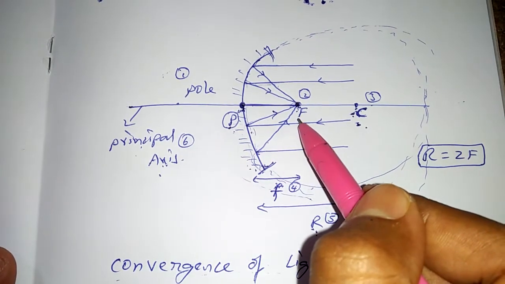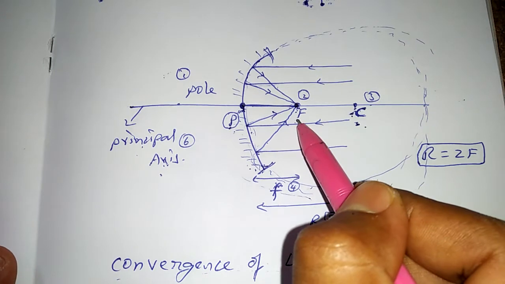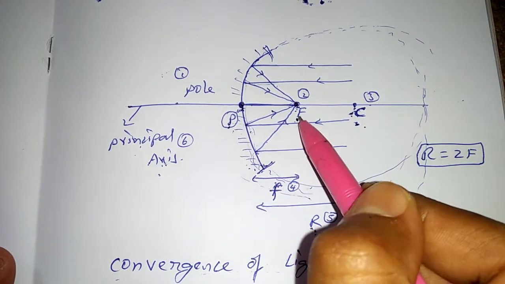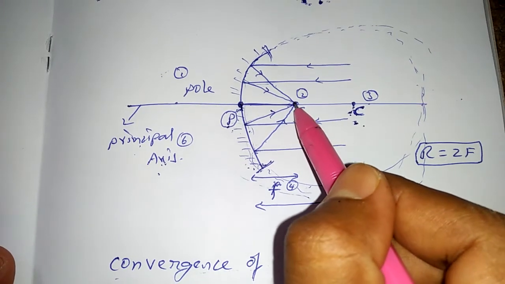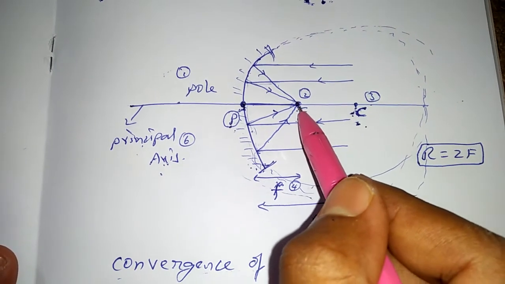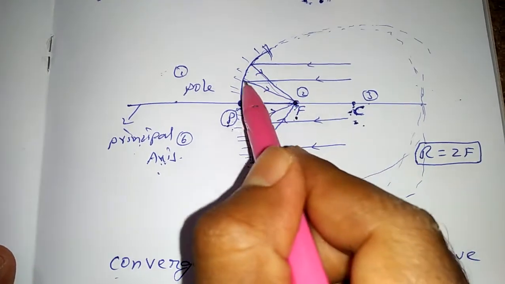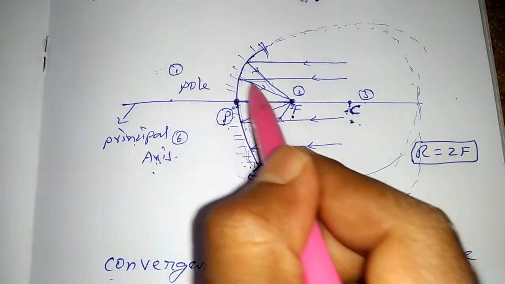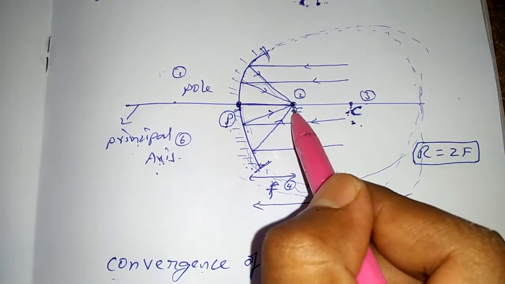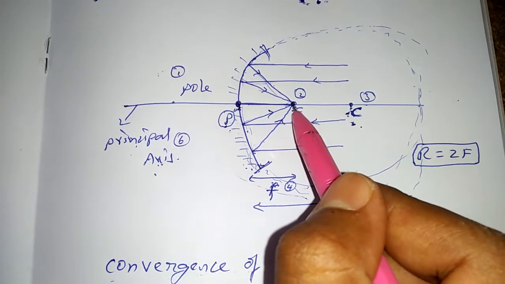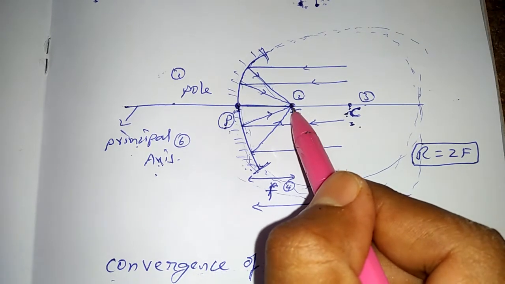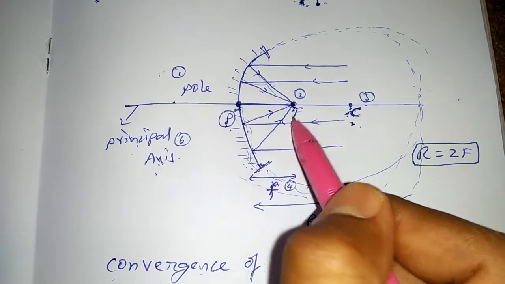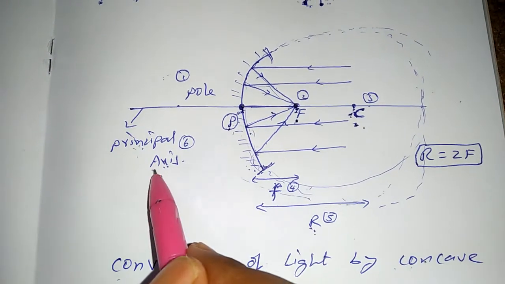Then what is meant by F? F is called the focus, and focus is also called the focal point. What is meant by focus? That is the point at which all the reflected light rays will meet. The point at which all the reflected light rays will meet or converge is called the focus.